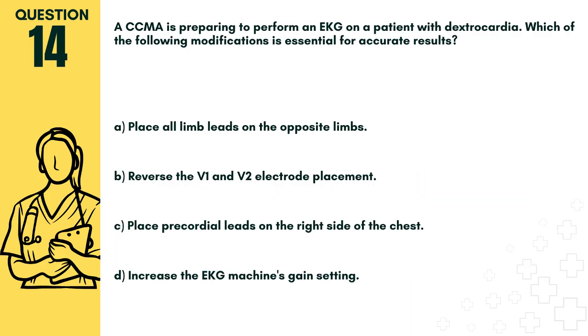Question 14. A CCMA is preparing to perform an EKG on a patient with dextrocardia. Which of the following modifications is essential for accurate results? A. Place all limb leads on the opposite limbs. B. Reverse the V1 and V2 electrode placement. C. Place precordial leads on the right side of the chest. D. Increase the EKG machine's gain setting.